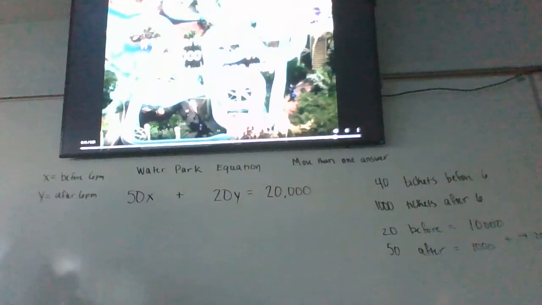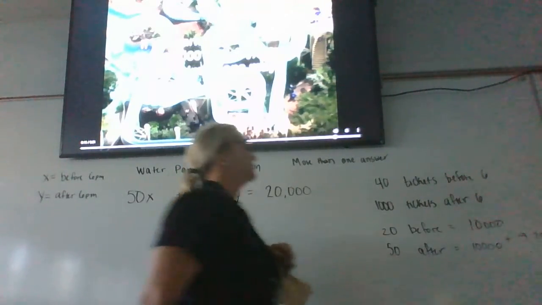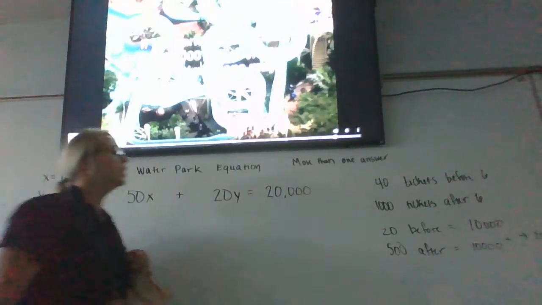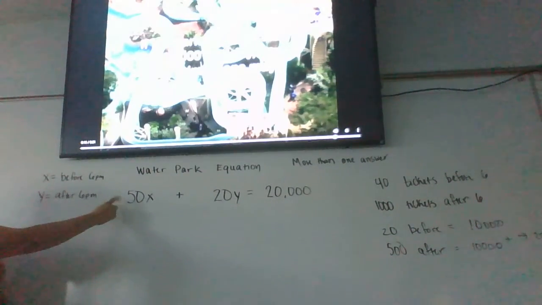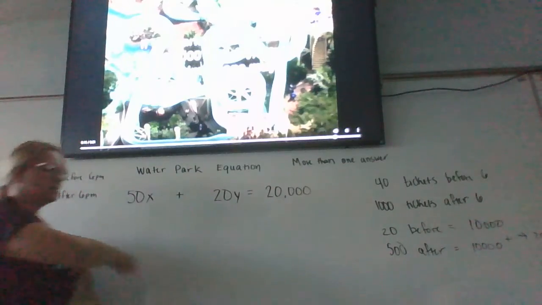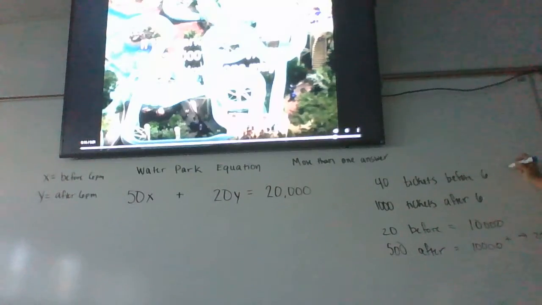Alright, so these actually represent ordered pairs on the graph of this line. So it's 40 tickets before and 0 tickets after. What's this called? Y is 0, it's the x-intercept.